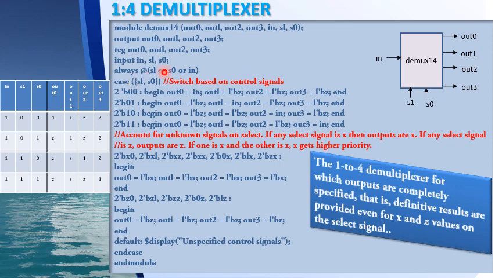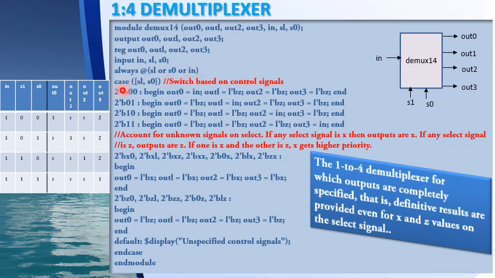Now what should be included in the sensitivity list? That is, the demultiplexer has to give me output whenever there is a change in the select lines or whenever there is a change in the input line. So I have included all three signals, S1 or S0 or in.